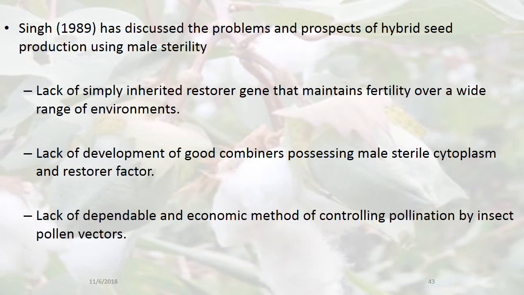Singh in 1989 discussed the problems and prospects of hybrid seed production using male sterility. Those are lack of a simply inherited restorer gene that maintains fertility over a wide range of environments, lack of development of good combiners possessing male sterile cytoplasm and restorer factor, then lack of a dependable and economic method of controlling pollination by insect pollen vectors.